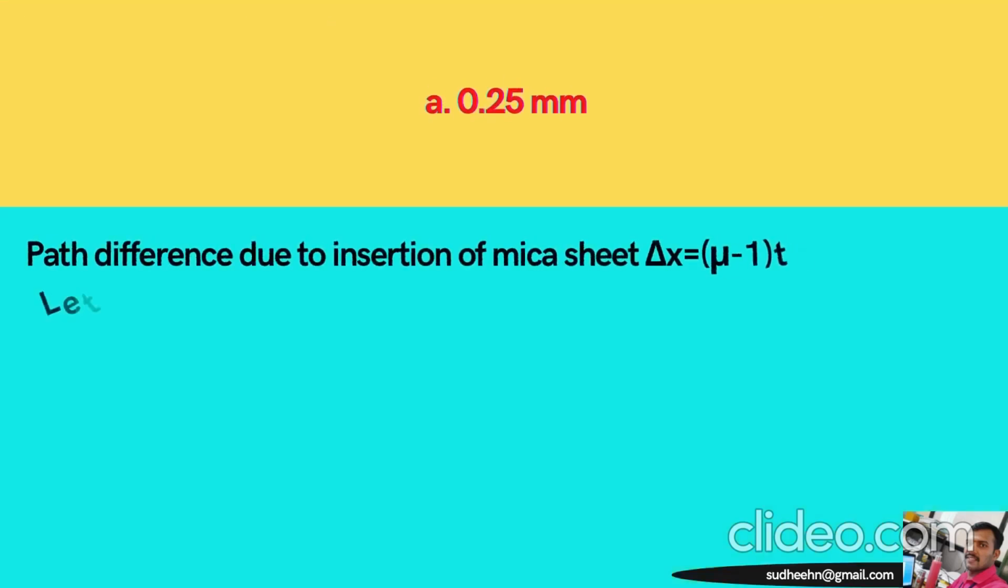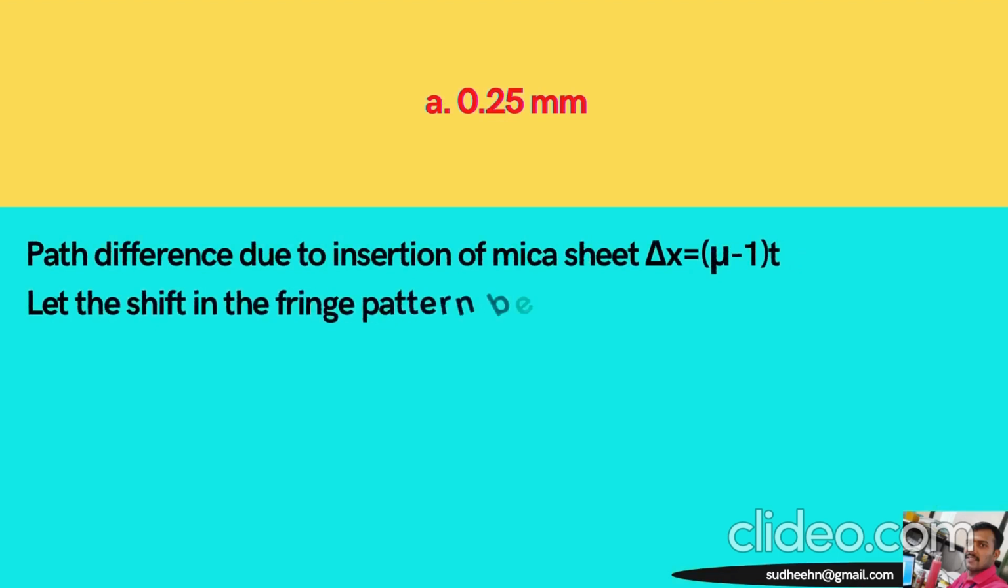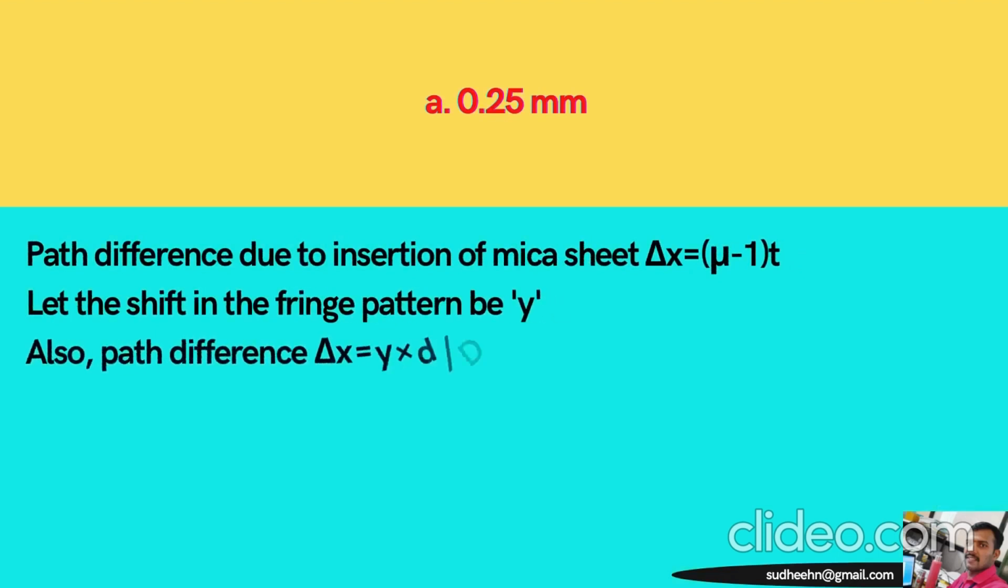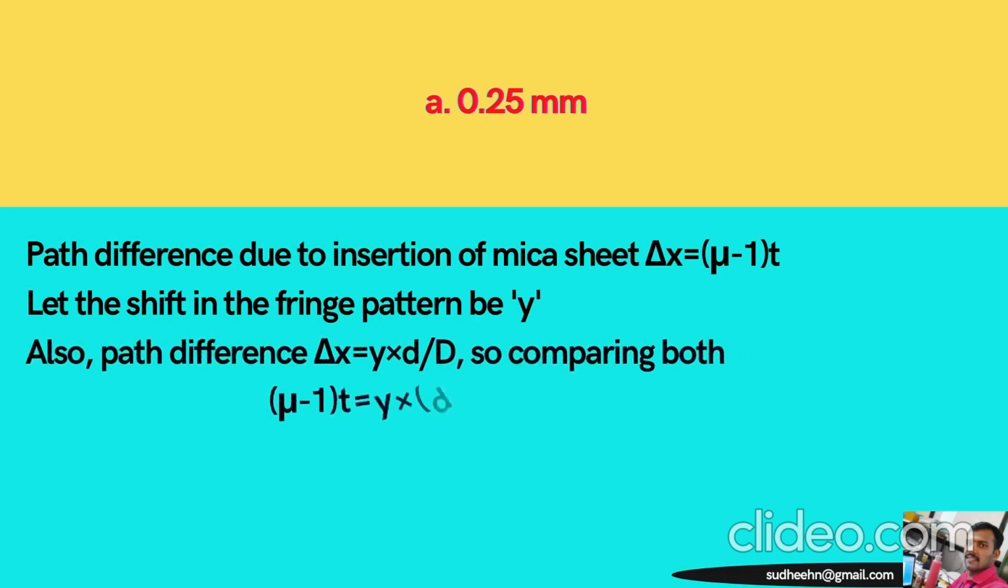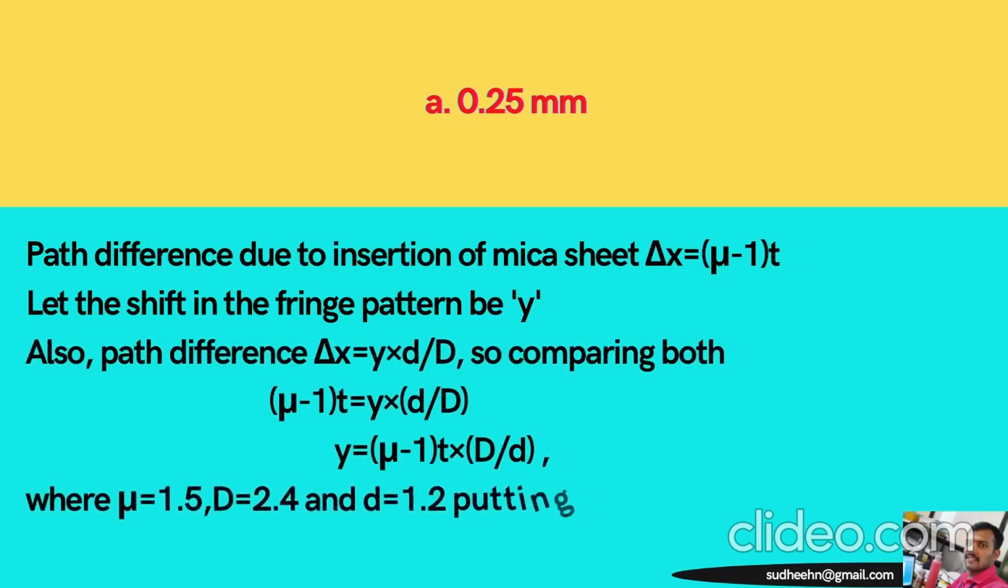Here we use the path difference due to insertion of mica sheet, delta x, that is equal to mu minus 1 into t, and the fringe shift is y, and by using the relation path difference delta x is equal to y into d divided by capital D, we are getting the value by substituting mu is equal to 1.5, d is equal to 2.4, and capital D is equal to 1.2. So we are getting the value as y is equal to 0.25 mm.